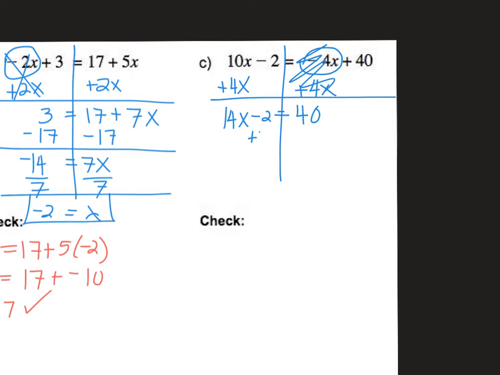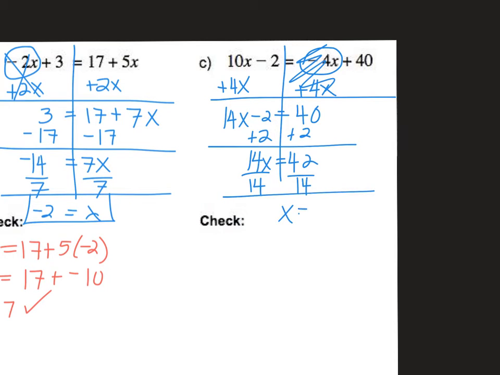To get rid of minus 2, let's plus 2. Now we have 14x equals 42. To get rid of times 14, let's divide by 14. And we'll come out with x equals 3.